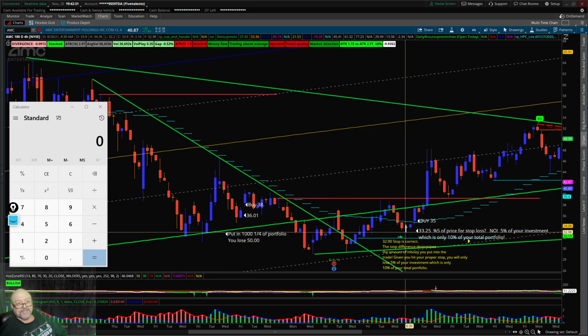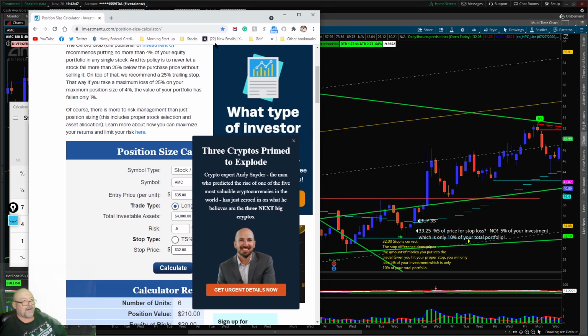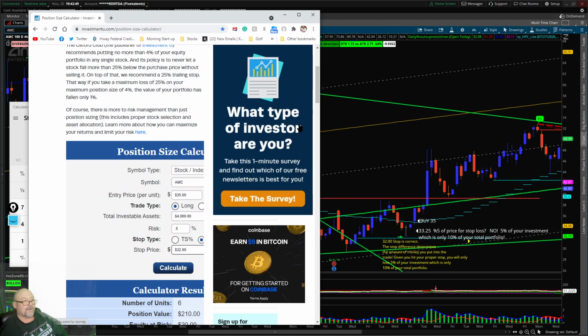You could sit there and do the math if you want, but what I like to do is, now there's shortcuts and I'm a lot quicker on it now, but there's a tool at investmentu.com. It's just a position size calculator.